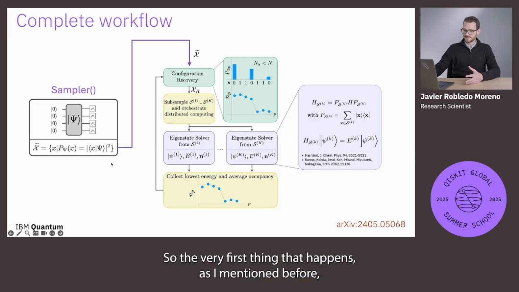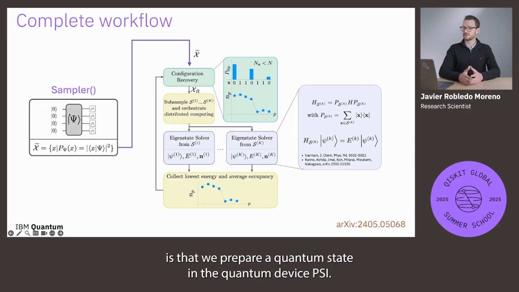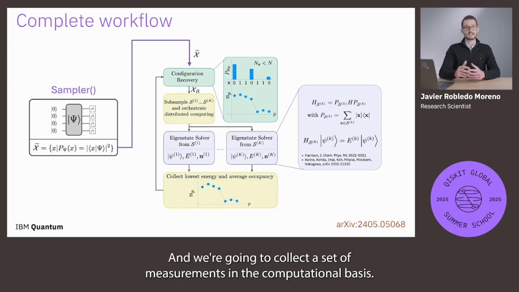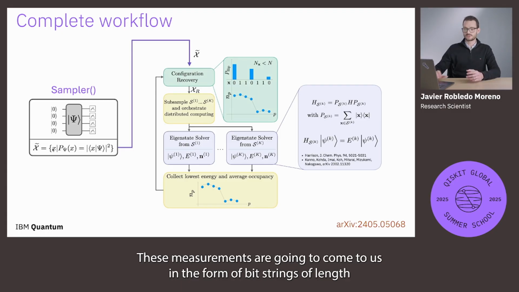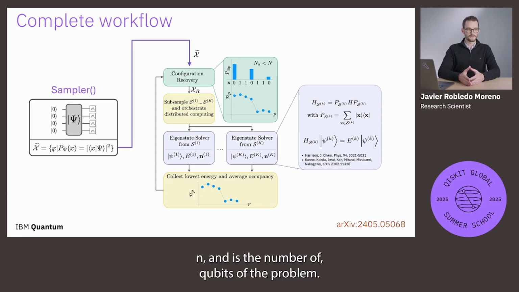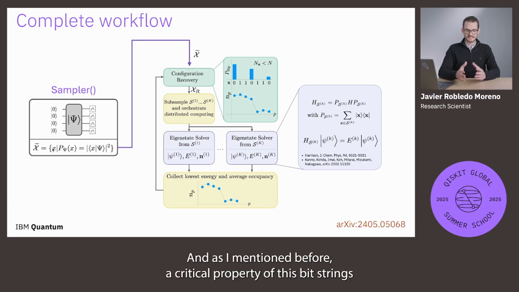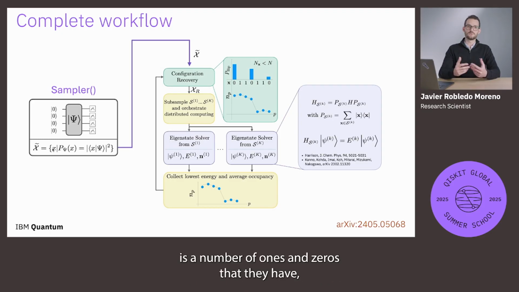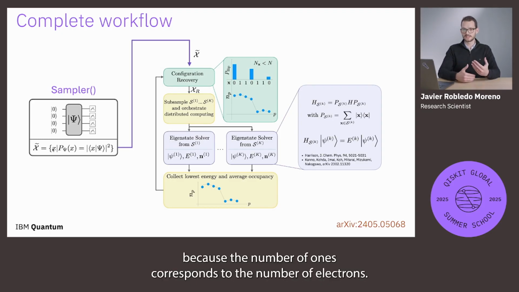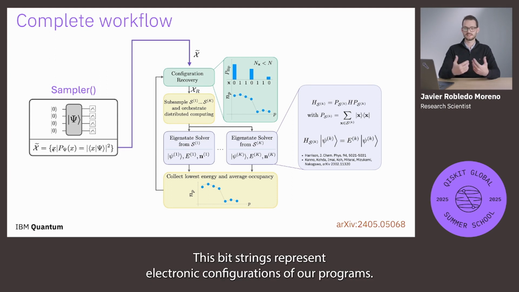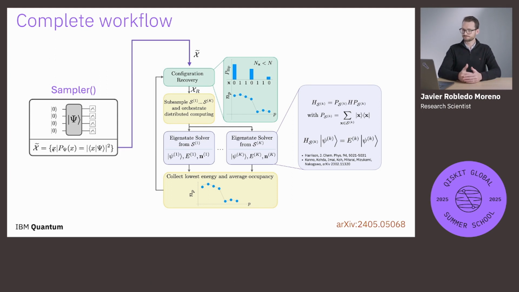So the very first thing that happens, as I mentioned before, is that we prepare a quantum state psi in the quantum device, and we're going to collect a set of measurements in the computational basis. These measurements are going to come to us in the form of bit strings of length n. N is the number of qubits of the problem. And as I mentioned before, a critical property of these bit strings is the number of 1s and 0s that they have, because the number of 1s corresponds to the number of electrons. These bit strings represent electronic configurations of our problems.